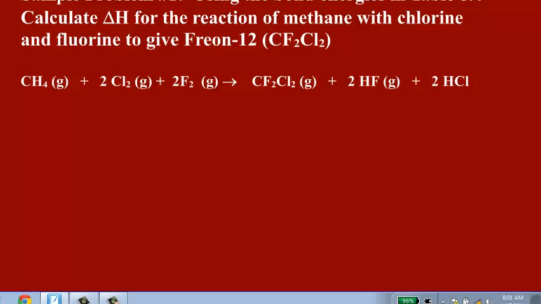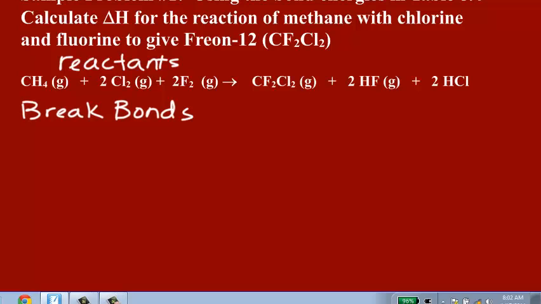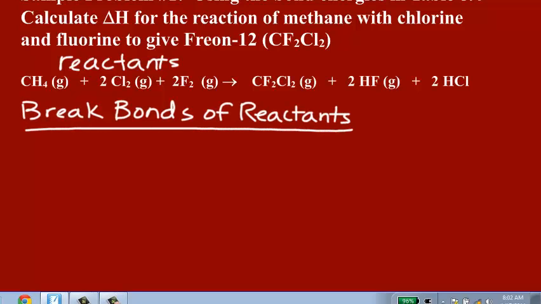In your notes, you may be missing a reactant. Does yours just say CH4 plus 2Cl2 goes to make CF2? Well, where's the F? I forgot the F. So make sure you add in your 2F2 there, please. And these are our reactants. In order to make the products, we must break these bonds, which means we have to put energy in. So we're going to list all the bonds we have to break of our reactants and their associated bond energies.